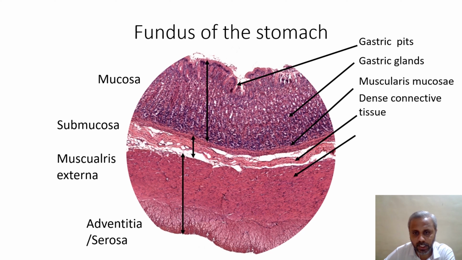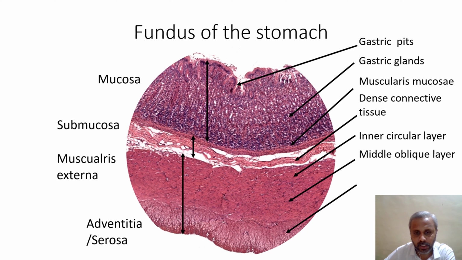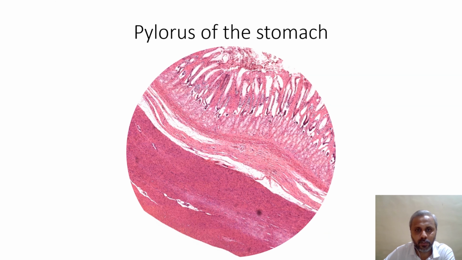It is made up of three layers: an inner circular layer, a middle oblique layer, and then an outer longitudinal layer. In this image, these three layers are not distinctly made out because of possible obliquity in the sectioning of the stomach. The serosa, which is not evident in this image, is usually made up of a single layer of mesothelium. The next slide we have is the slide of pylorus of the stomach.